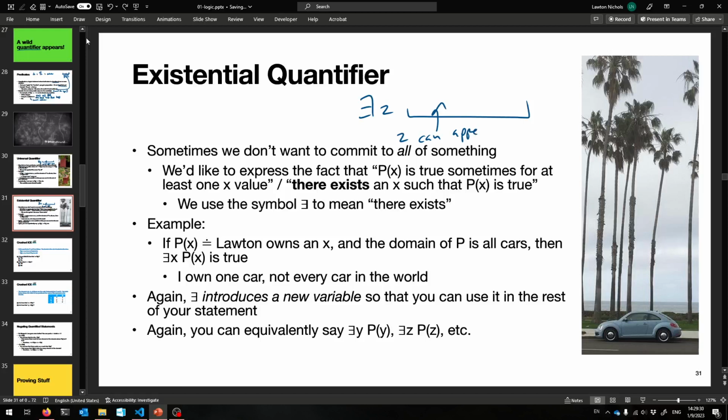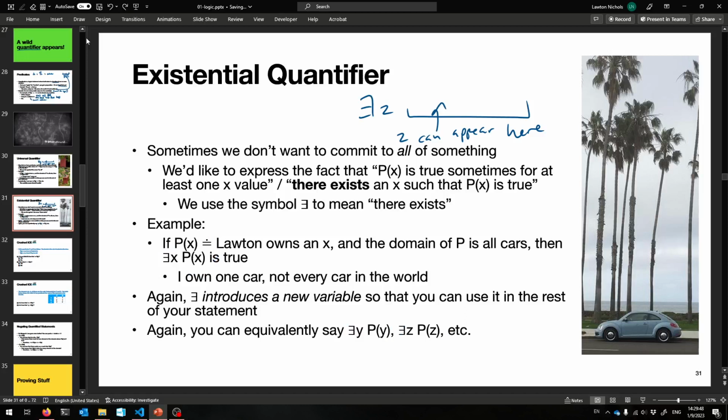And this will make a lot more sense once we start giving a bunch more examples. Don't worry. But it introduces a variable, and you can use it forever. So this is equivalent, therefore, to this. There exists a y such that P of y is true. As long as you're consistent, it's all the same. There exists a z such that P of z is true.